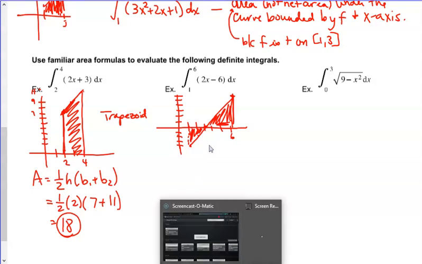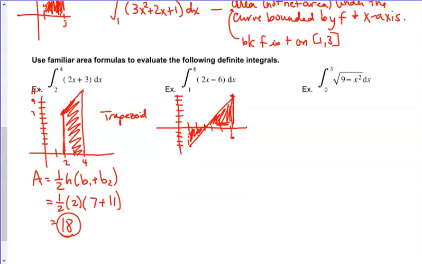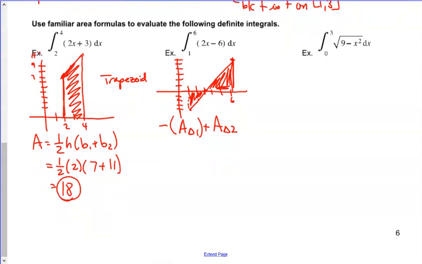And so to find the area, or in this case, the net area, which is the definite integral of this problem, that means I need to find the area of triangle 1 and add it to the area of triangle 2. But what do we know about the area of triangle 1? It is below the x-axis, therefore that area is negative, and I need to account for that when I'm finding the definite integral, which is equivalent to the net area of the function with the x-axis.